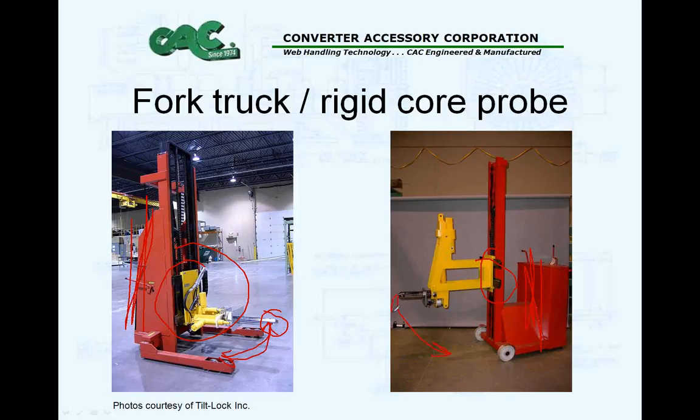Again, that's giving you that pivot on this pivot point right here. So when you actuate this actuator, this probe pivots 90 degrees. And that gives you the roll turning.